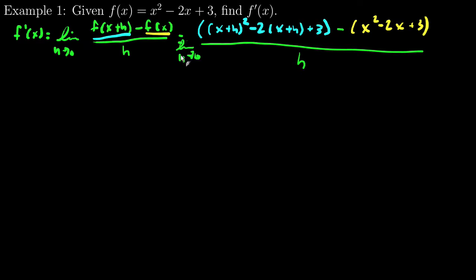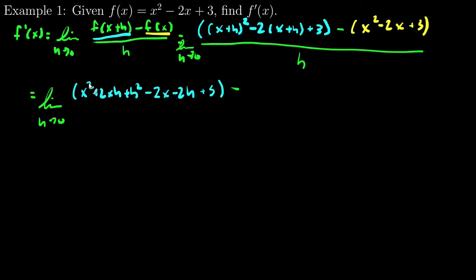This limit should not disappear. It doesn't just magically disappear and reappear. It's there throughout. I'll expand out all of this. So I have the limit as h approaches 0. Expanding out this, I get x squared plus 2xh plus h squared. Distributing the negative 2, I get minus 2x minus 2h plus 3 minus, and here I have x squared minus 2x plus 3 all over h.